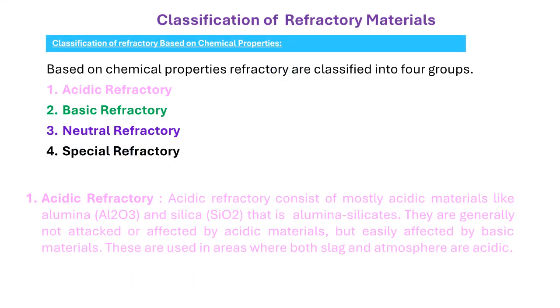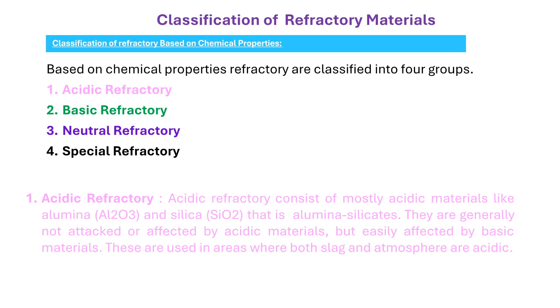Let's understand classification based on chemical properties, how refractory materials react in different chemical environments. This is a critical factor in material selection, because choosing the wrong chemistry can lead to rapid failure. Refractories are divided into four categories based on chemical behavior. Let's start with the first category, that is, acidic refractories.